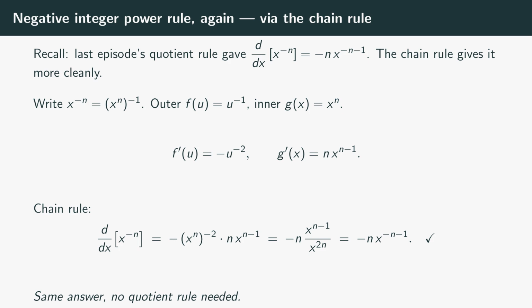Chain rule, plug in, minus the quantity x to the n squared in the denominator, that's x to the 2n, times n x to the n minus 1 in the numerator. Combine, minus n times x to the n minus 1 divided by x to the 2n. Simplify the exponents. N minus 1 minus 2n equals minus n minus 1. Final answer, minus n times x to the minus n minus 1. Same answer as the quotient rule derivation, but without dividing by anything. The chain rule and the quotient rule agree on every common case. That's a good sanity check that we stated everything correctly.